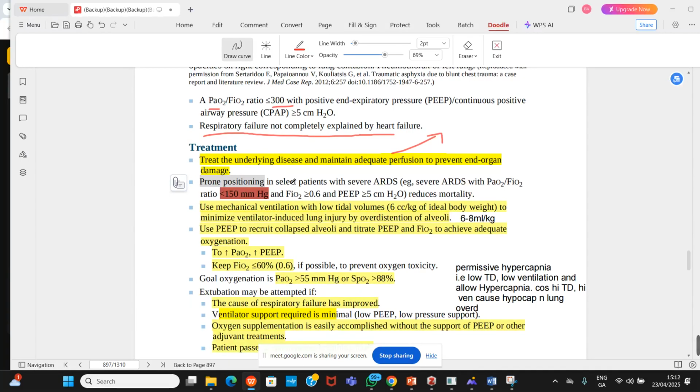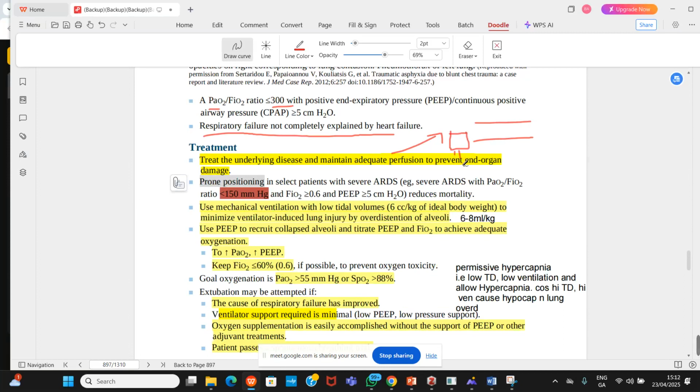Then there's something we call prone positioning. You do prone positioning for people that have a moderate to severe ARDS. And how do you know that it's moderate to severe? If you calculate the PaO2/FiO2 ratio, it is going to be less than 150. So anybody having a ratio less than 150, you want to consider prone positioning. And what are you doing in prone position?